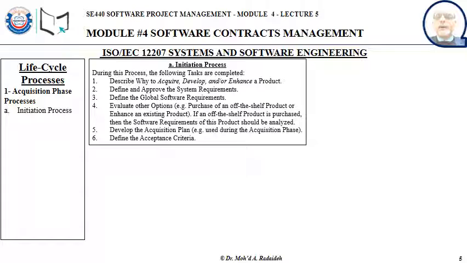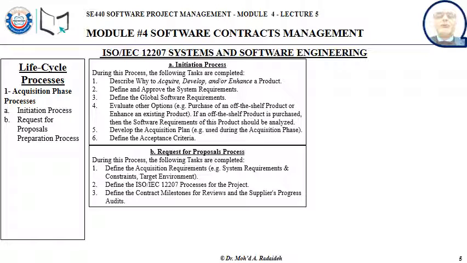We develop the acquisition plan, which is going to be used throughout the acquisition phase, and define the acceptance criteria. So that's what the initiation process is all about. The second process in the acquisition phase is the request for proposal preparation.